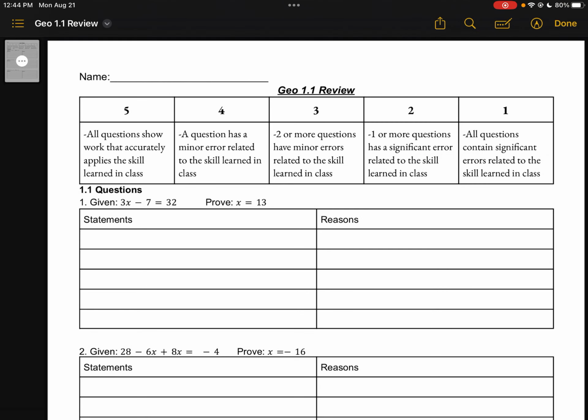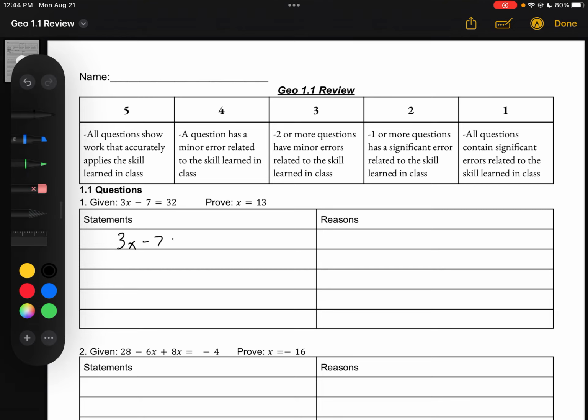Everybody, so just going to talk out loud as we work through some of these questions on our study guide review. So first statement, we are always going to use what's given to us. So 3x minus 7 equals 32. And again, the reason for that is it is given.